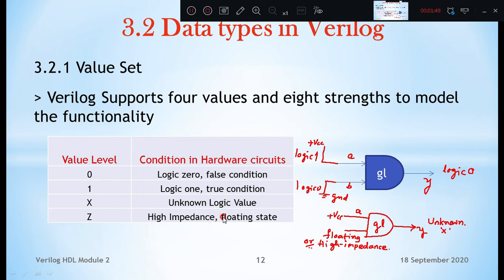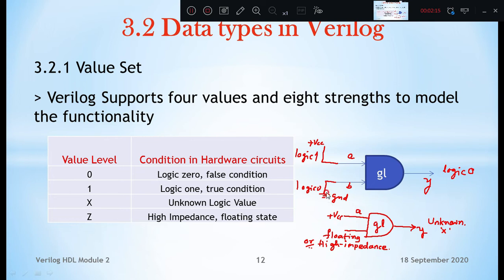Now if you observe an AND gate representation, here two inputs A, B and output Y. A is connected to plus VCC, B is connected to logic 0. Logic 0 we can assume is connected to ground through a switch, and A is connected to plus VCC. In this case, when inputs are logic 1 and logic 0, the AND gate output will be logic 0.